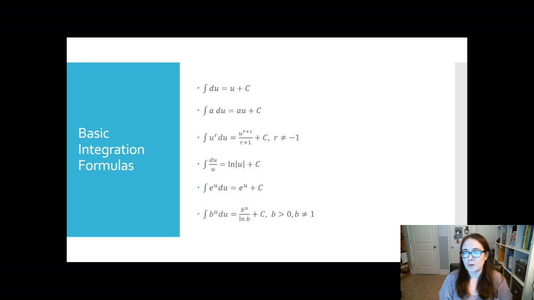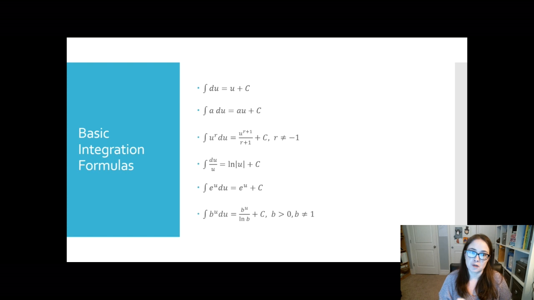The third one, where I have something to a power, like x squared or something like that, is often referred to as the power rule. That's when I integrate, I'm going to add 1 to the exponent and then divide by that new exponent to get the answer for that integral.